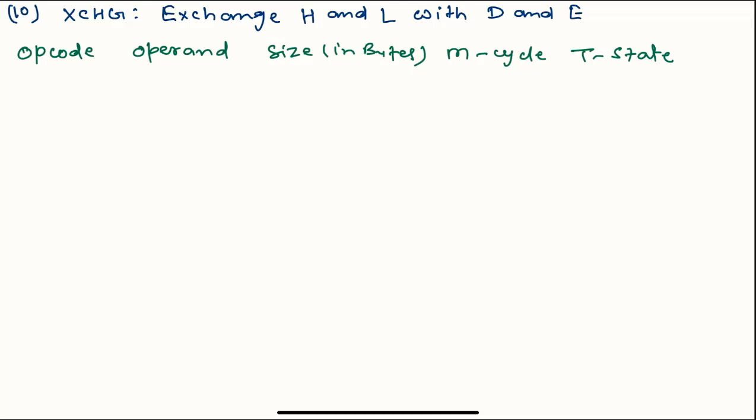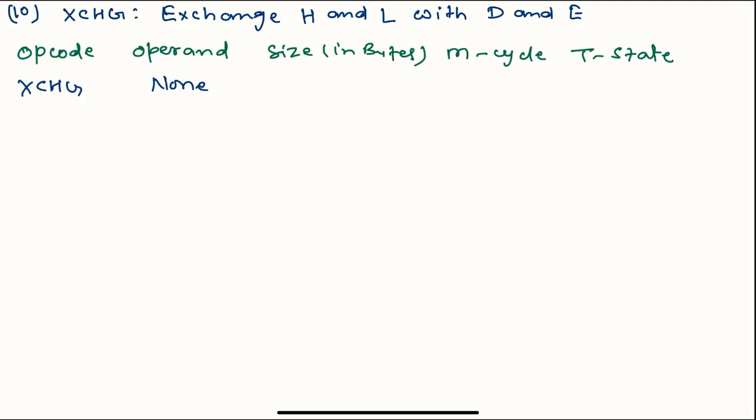So in this video, I'm going to explain the instruction called XCHG, exchange H and L with D and E. This is the last instruction of the data transfer instruction group. First of all, we'll see its opcode. The opcode for this instruction is XCHG, and no operand is required here, so it should be written as none.